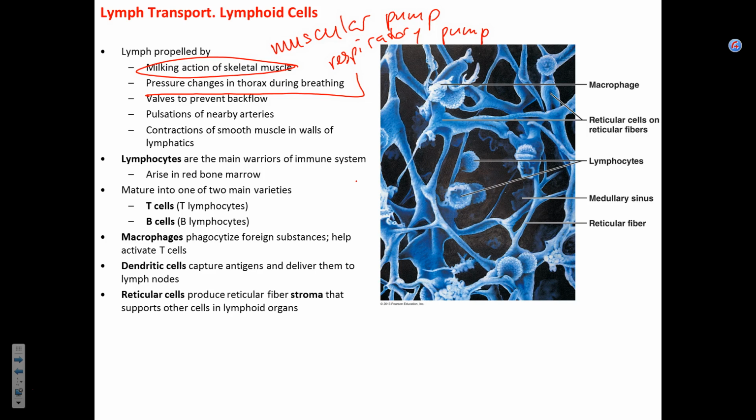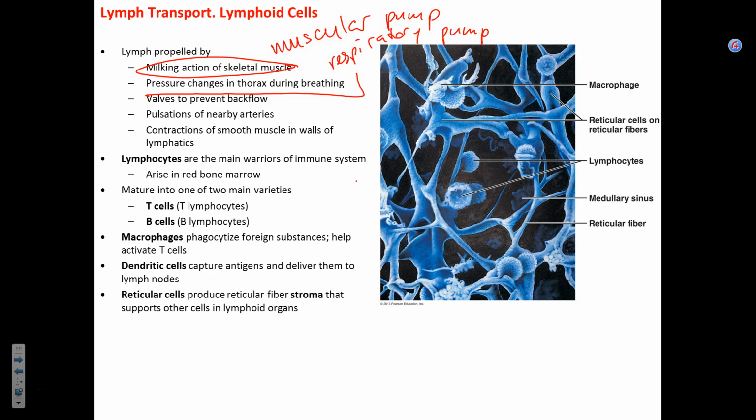Okay. And there is a smooth muscle layer in the walls of the lymphatic vessels. It can constrict, it contributes somewhat to the lymphatic flow. Does that make sense? Muscular pump, respiratory pump, arterial pulsations, and constriction of the smooth muscle in the vessel wall.